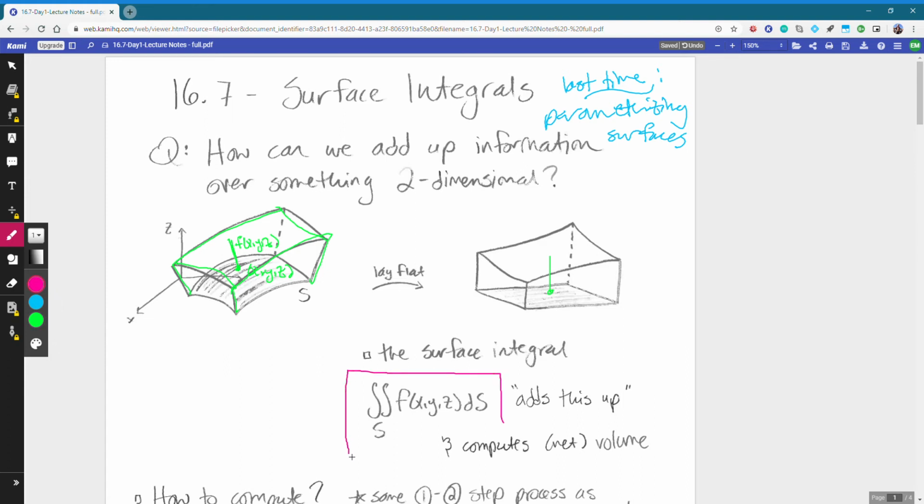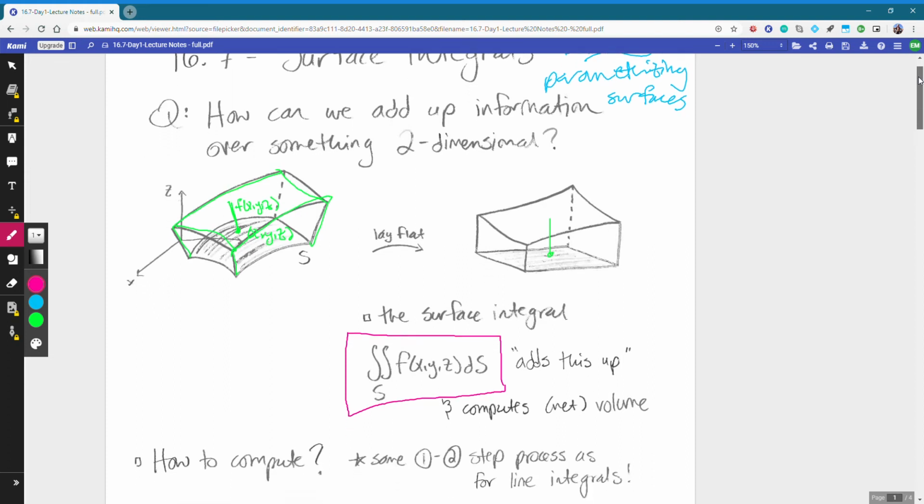So we use 2 integral symbols since what we are integrating is two-dimensional. And here, this is a big S behind the D, and we're adding up our function information over our surface. And this is what is going to go through and add up all this information and hand us the net volume that we have. So geometrically, this is what's going on. How do we algebraically compute such a thing?